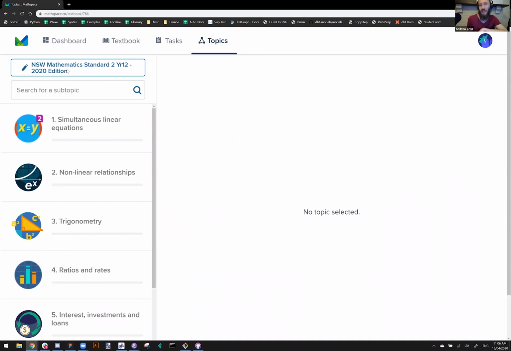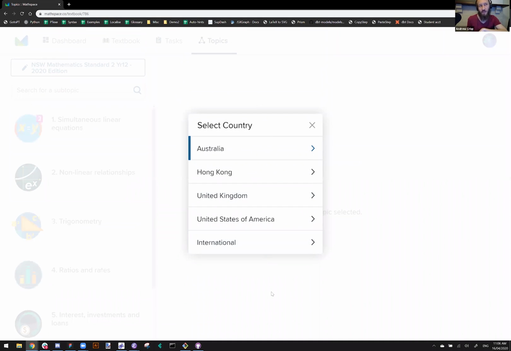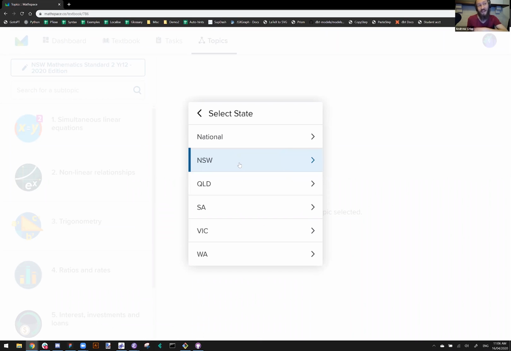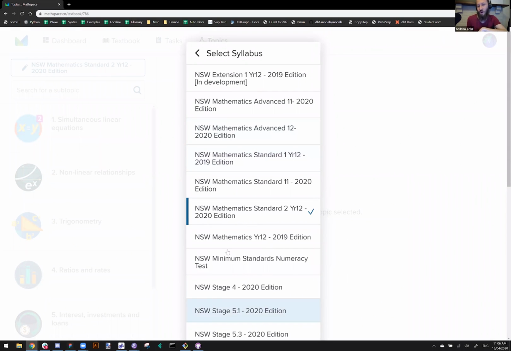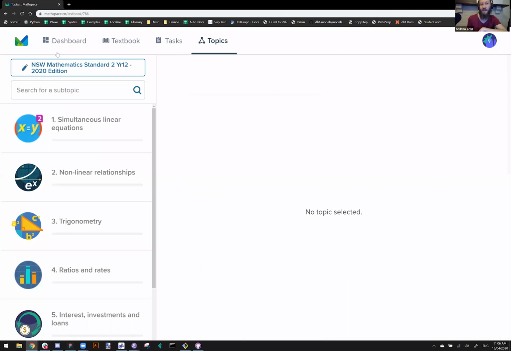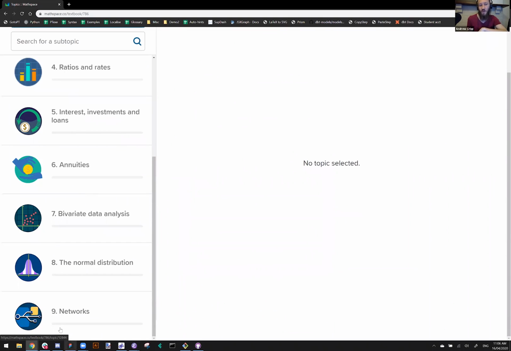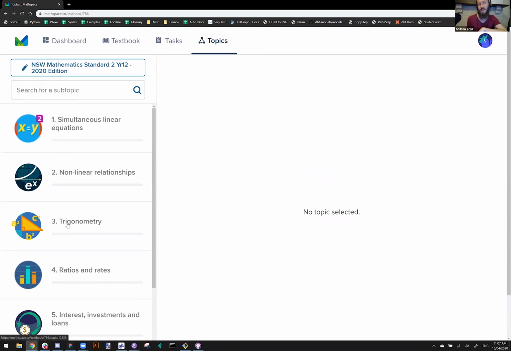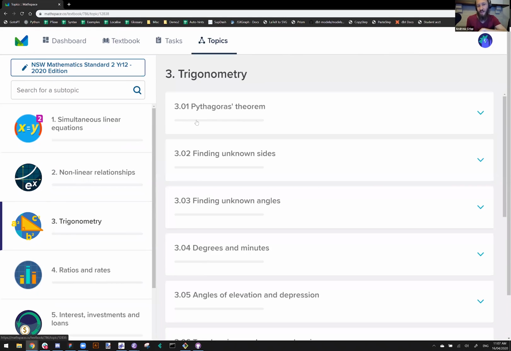Just click up the top here, and you won't have nearly as many textbooks as I do. We have a lot of textbooks here at Mathspace. But you click on Australia, then click on your state. If New South Wales isn't available for you, maybe you're in Victoria or somewhere else, then you just click on the state and then you click on the year level that you want. So Math Standard 2 year 12, click on that one and we're loaded in. So networks was the topic that we covered last week. Today, I'm going to be doing a bit of revision on trigonometry. If you click into trigonometry, you might find some of these bars are already filled up.